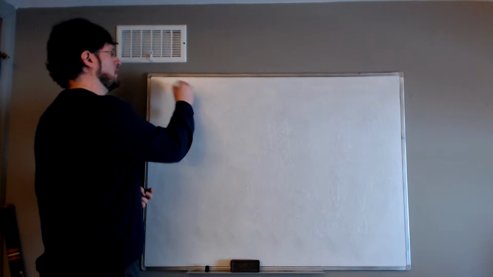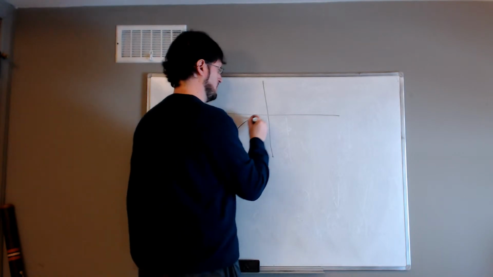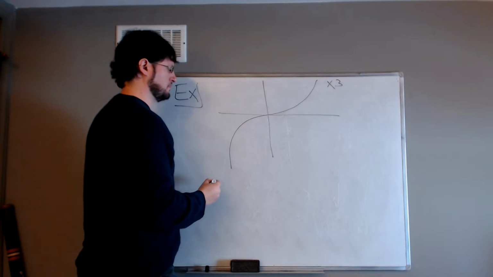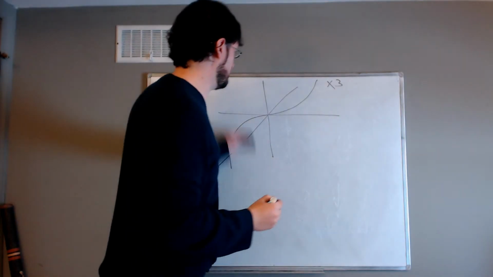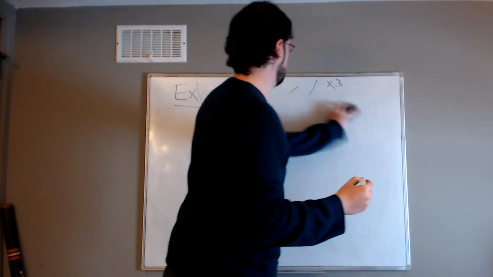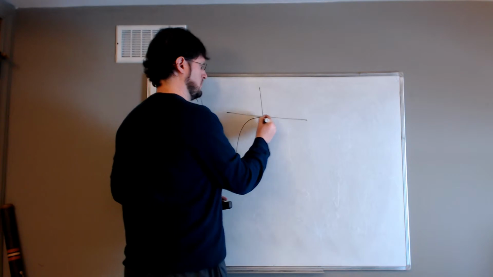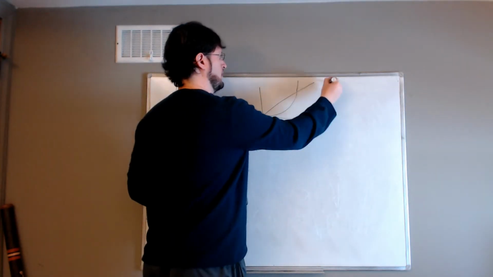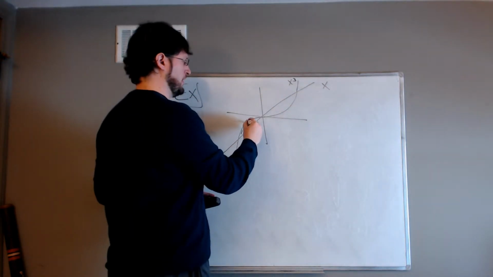So let's look at another one. So here's x cubed. Oops, make this picture better. Here's x cubed, and here's x. Let's find this area.